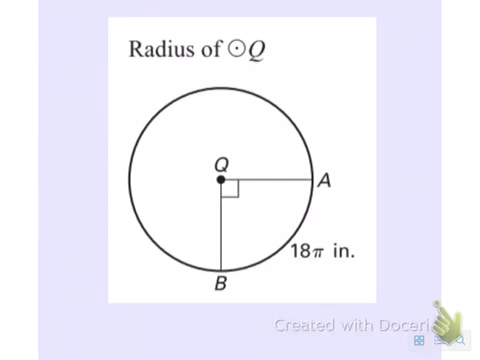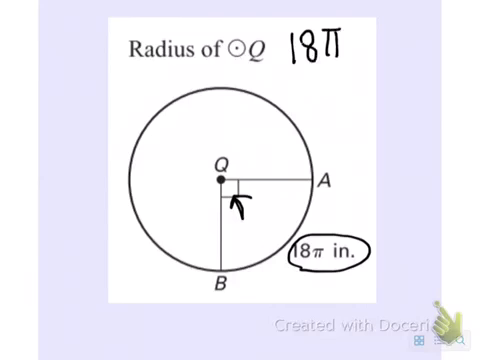Now in this example, they want us to find the radius. I know that the angle is 90 degrees. I know that the arc length is 18 pi. So in order to find the radius, I'm going to have to work backwards. I'm going to start with 18 pi. That is my arc length.